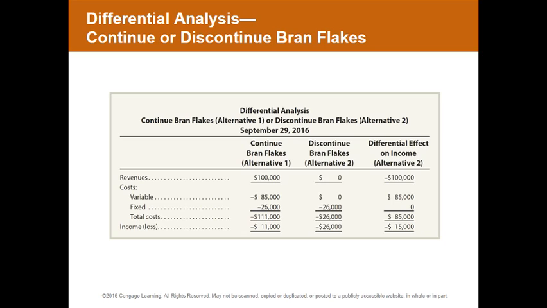If we were to carry this all the way over into our differential analysis, instead of an $11,000 loss, if we left things the way they were, we would have an additional 15,000. We would have a $15,000 loss if we were to make the decision to discontinue bran flakes, because we would have to cover the $26,000 worth of fixed expenses that are actually being partially covered currently by manufacturing and selling bran flakes.